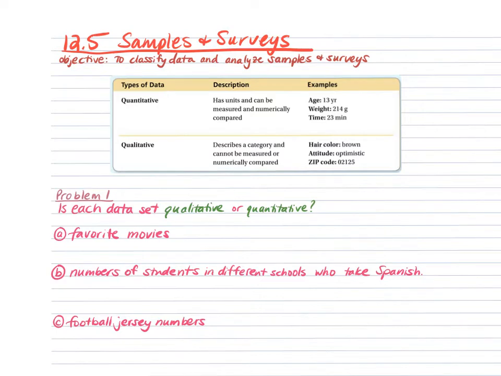All right, so the first problem is just asking you to choose between qualitative and quantitative. Favorite movies, is that something that can be numerically measured? No, so that is qualitative.